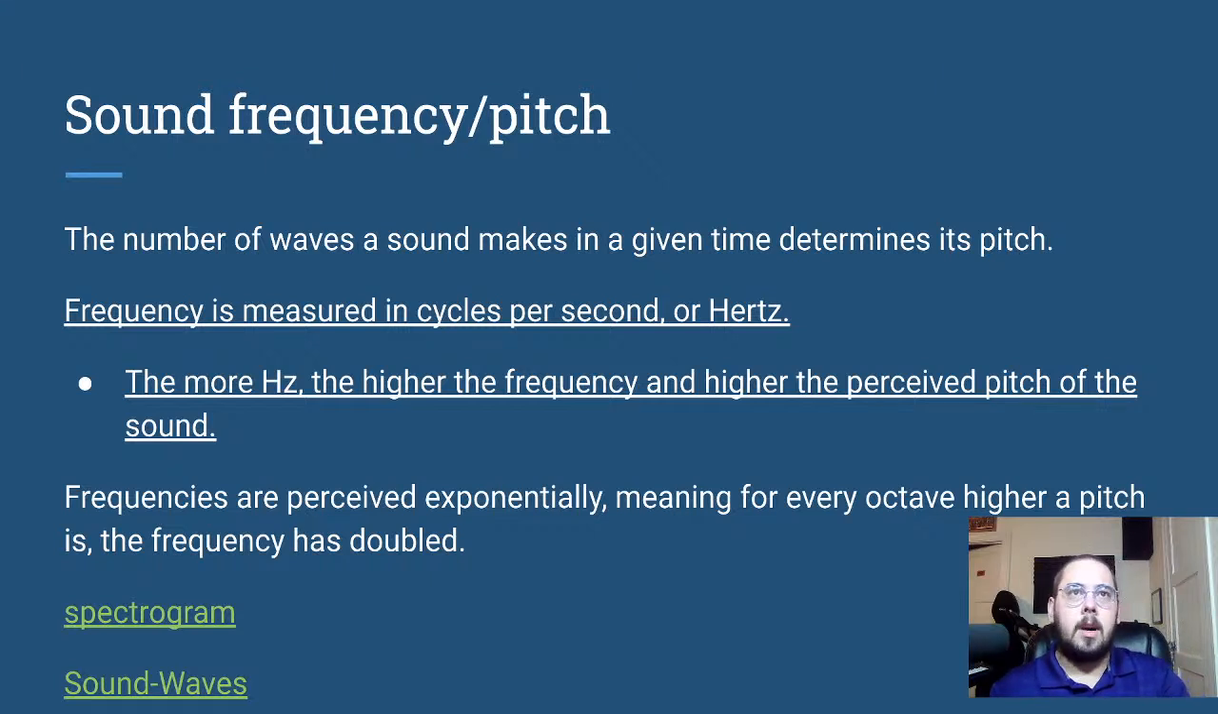That number is called the frequency, and the number of cycles per second of the waves is measured in hertz. That's the measurement there. And speaking broadly, the higher the frequency, the more hertz in a sound, the higher the perceived pitch is.